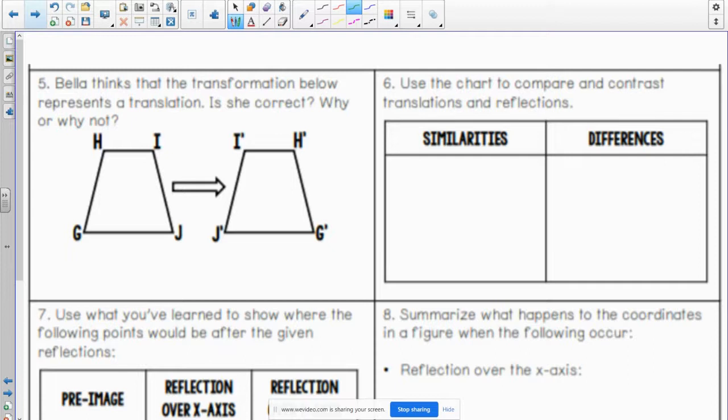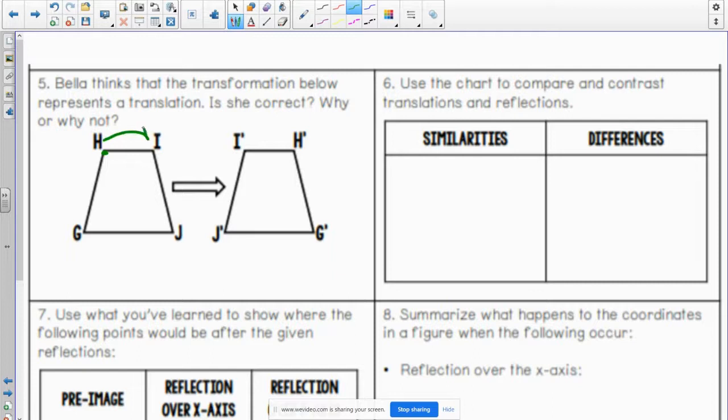Okay, so a couple questions here. Bella thinks that the transformation below is a translation. Is she correct? Well, first of all, if it's a translation, they're going to stay congruent, and they are. But if it's a translation, when they slid this over here, this H would be here. So this would be H prime, this would be I prime, this would be G prime, and this would be J prime. But that's not the case. So I can tell it's not a slide.